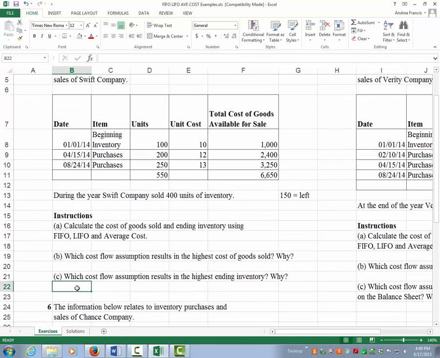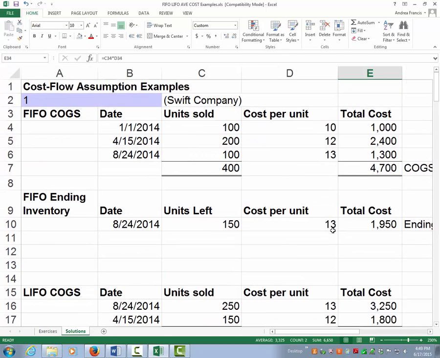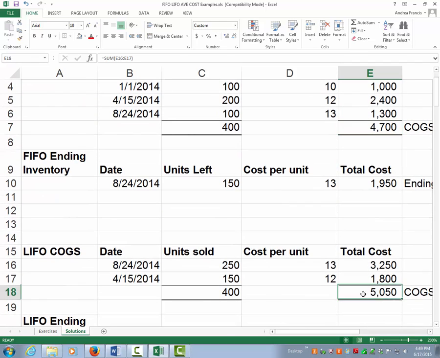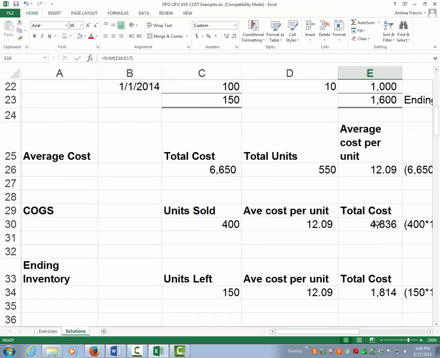We are not yet done with the question because there's a part B and a part C. In part B, we are asked which cost flow assumption results in the highest cost of goods sold and why. So going back to our numbers, we can scroll through and we see that FIFO's cost of goods sold is 4700, LIFO is 5050, and average cost is 4836. So clearly LIFO has the highest cost of goods sold.